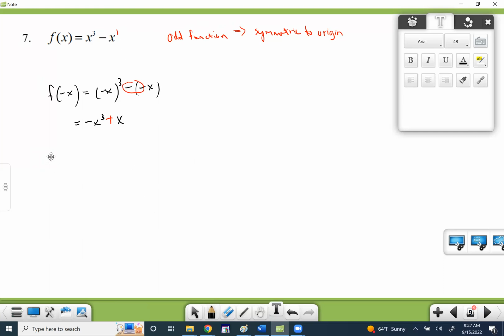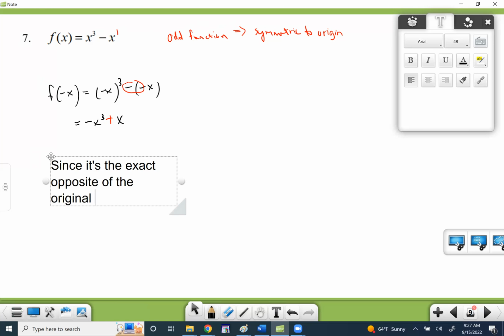So since it's exactly the opposite of the original, I'm going to put in parentheses how we would say that in math. F of negative x equals negative f of x, the opposite of f of x. Remember, a negative sign just means the opposite. Maybe I'll use brackets here, so it's not too many parentheses. Okay. All right. So since it's the exact opposite of the original, it is odd.